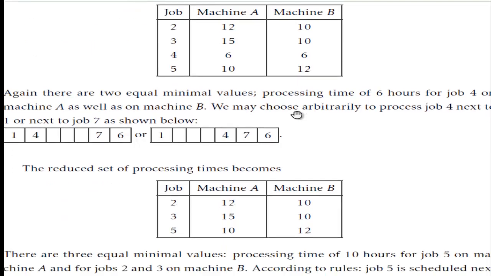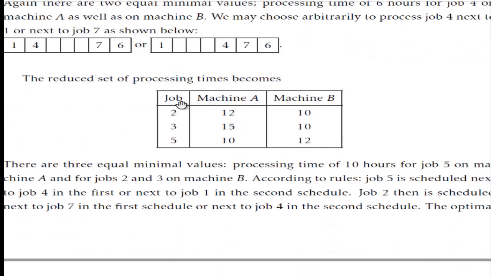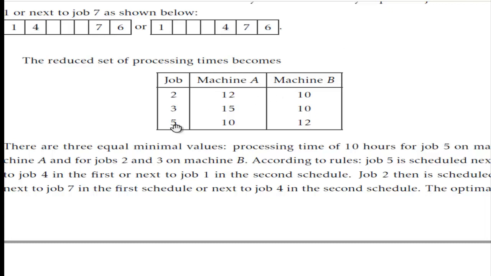My matrix is now like this, that is 2 3 5, and I'm trying to find the minimum. I'm seeing here in this scenario 10 is 3 times. So there is a tie between the A machine and B machine and also the B machine. From these two I can choose any one, and I have to assign this to the left side, that is up front, and this to the right side. Among these, either job 2 or job 3, that's your choice.